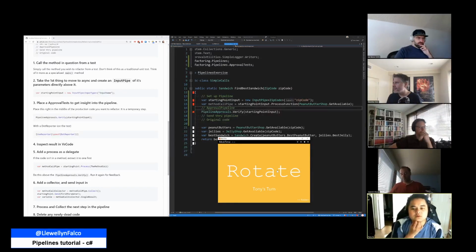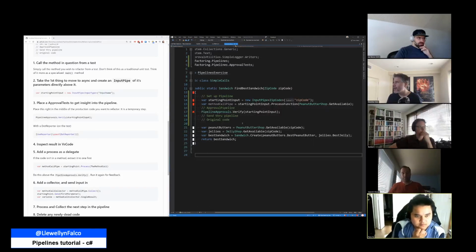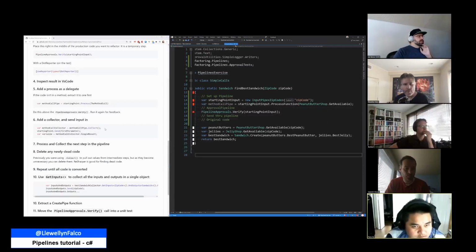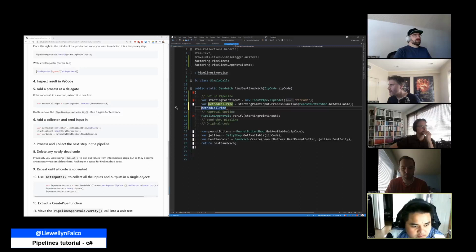So it looks to me that we have the method pipe, which means our next step is the verify. Do we need to approve it now, or can we go to the next step? Go ahead and do the next step. So then we have a method collector, which is a method called pipe.collect. So let's do that. Should it be before the verify or after the verify?